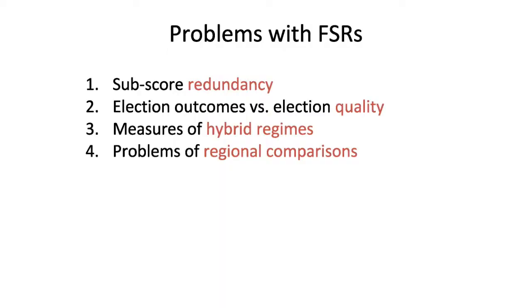And we see a lot of things like redundancy in subscores. Often indices are created by taking different attributes, blending them together in an index, and then coming up with a single score. The Economist index does that. That creates problems if some of your subscores are redundant, if they capture the same thing, and I'll talk about that more specifically.